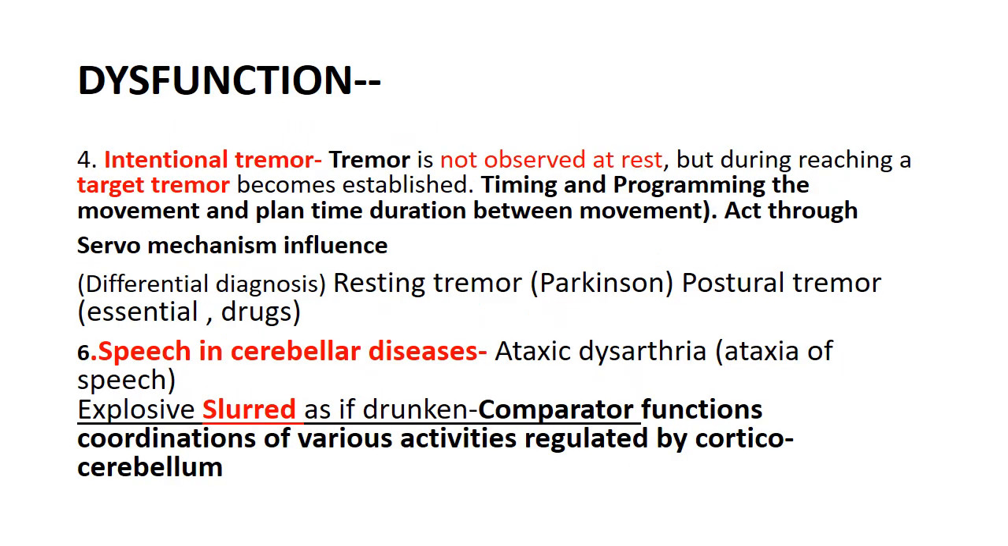Intentional tremor, because to correct the dysmetria, the person will try to reach the goal and there might be oscillations. So intentional tremor is not observed at rest, but during reaching a target, tremor becomes established. So during rest, there is no tremor, but as soon as the person aims for the mark, then there is a tremor, because the timing and programming of the movement and the duration between the movements is done by the cerebellum.